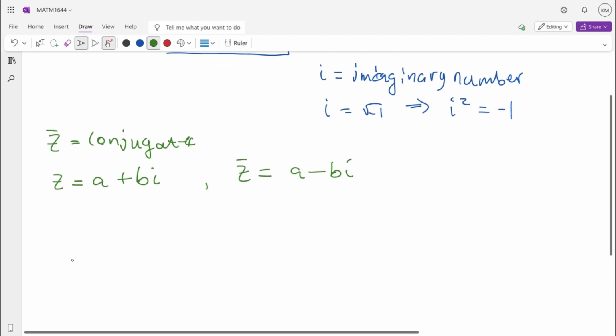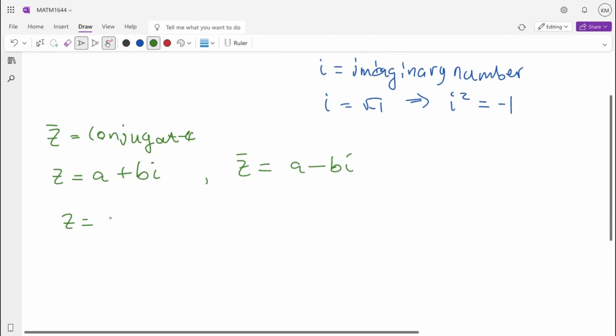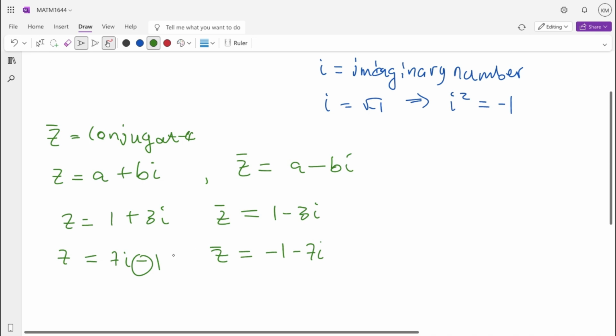For example, say you have Z equals 1 plus 3i, then the conjugate will be 1 minus 3i. That is the basic idea of dealing with the conjugate. Sometimes they can put it like this, say Z equals 7i minus 1. Then the conjugate will be minus 1 minus 7i. Remember I said that you change the sign of b. So b here is positive 7, then for the conjugate it will be negative 7. Do not change the sign of the other term, because that will be incorrect. It won't be the conjugate of Z. So that is the basic idea.